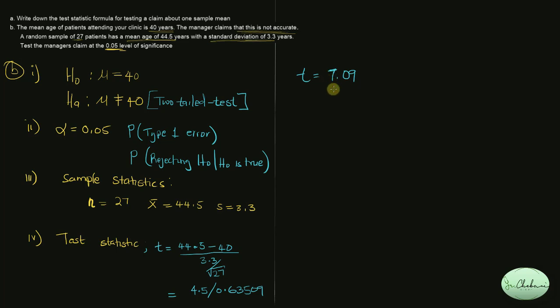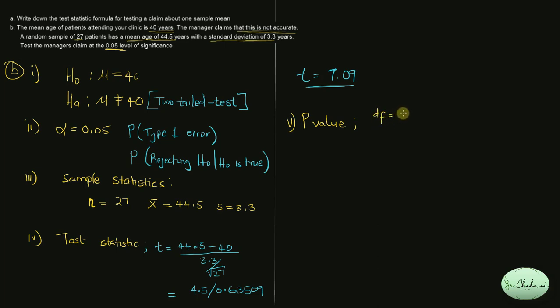Okay, 7.09, that's our T value or our test statistic. So next we calculate our p-value, right? So we use this test statistic to determine our p-value, and for that we need the degrees of freedom.